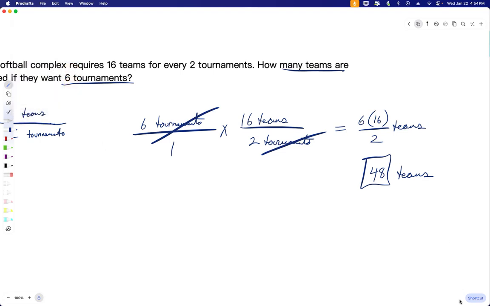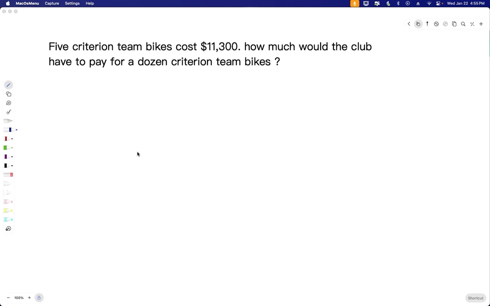All right, let's look at another one. Here's the last one. 5 Criterion team bikes. Criterion is just the name of the bike. So 5 bikes cost a lot of money. We have $11,300 for 5 bikes. That's a lot of moolah. How much would the club have to pay for a dozen? A dozen is 12 bikes. So we want how much for 12 bikes?